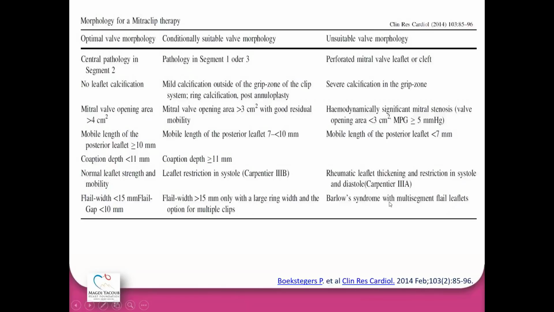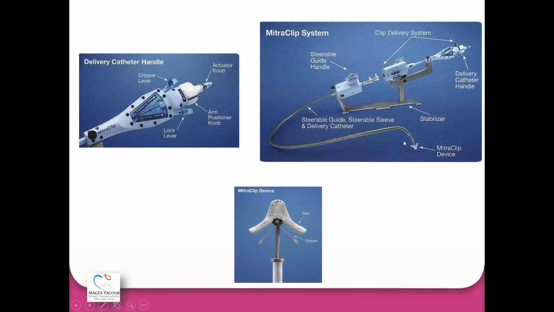We will have to clip the whole coaptation length, which is not a good idea. This is the whole system of the MitraClip assembled outside the body. This blade will be fixed to the right side of the patient on the table, and here's the handle, and these are the controls for rotation, right and left, anterior and posterior, lateral and medial, and this is the sheath which will be introduced through the right femoral vein of the patient.